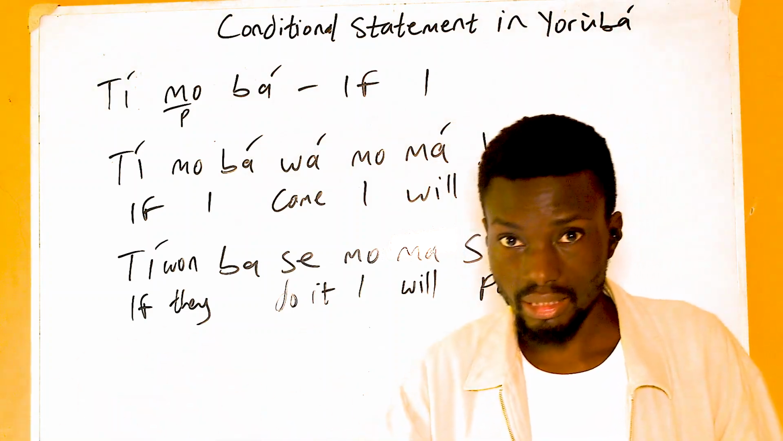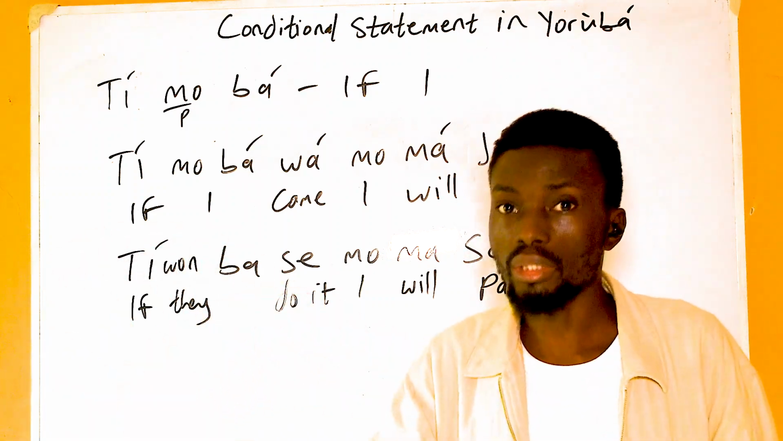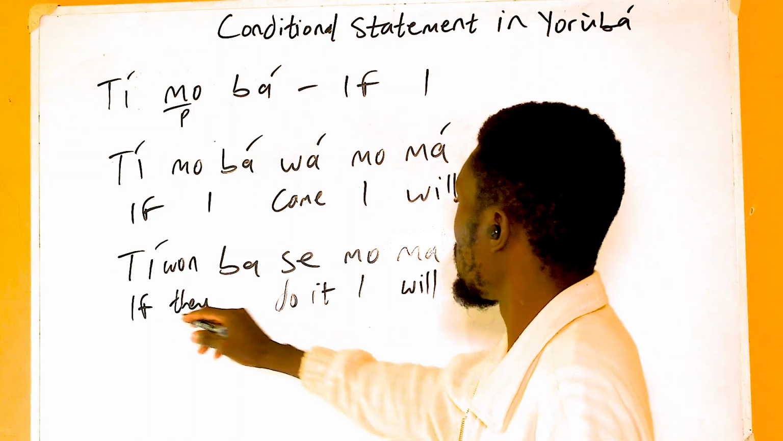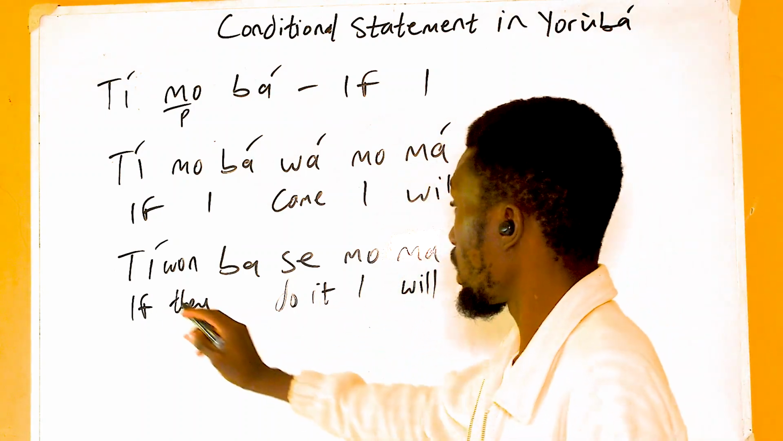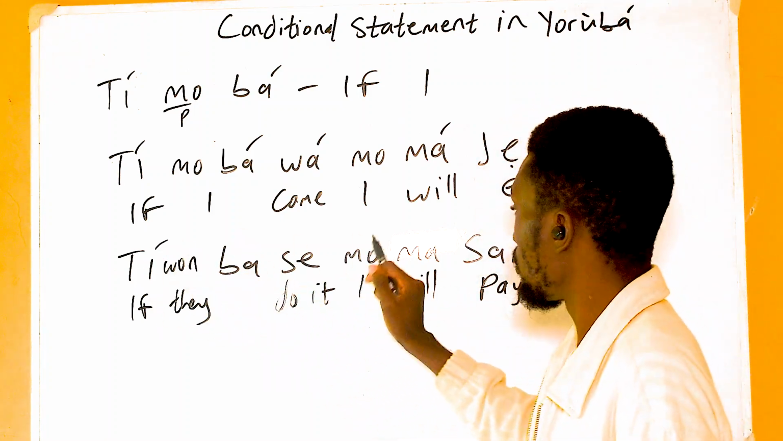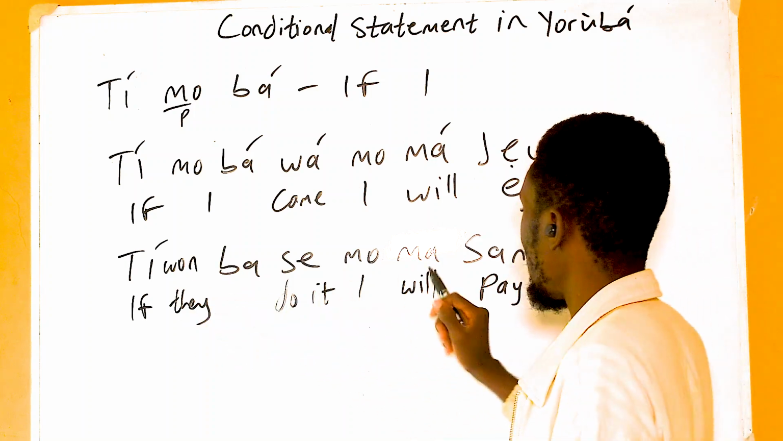It can be san gbèsè. Gbèsè is debt. So pay your debt. But if it is money, it will be sanwó. Sanwó, that is pay money. So if they do it, I will pay. Tí wọ́n bá ṣe, mo máa sanwó. If they do it, I will pay.